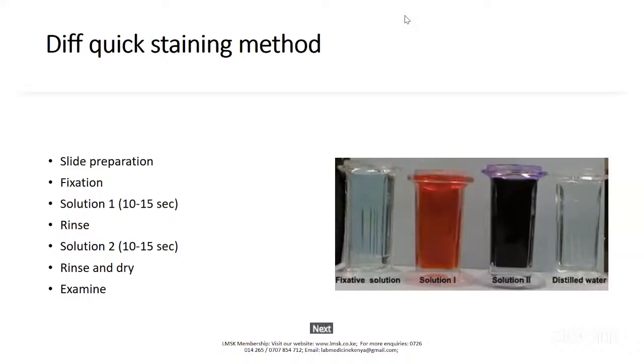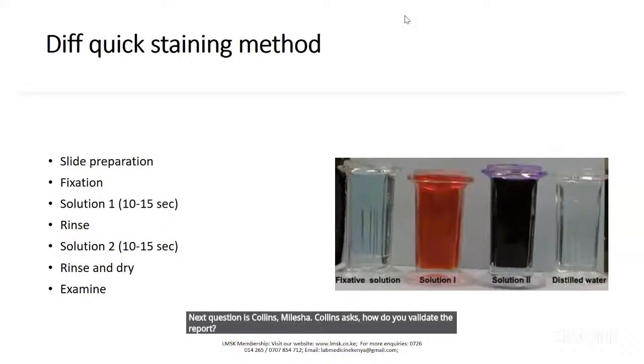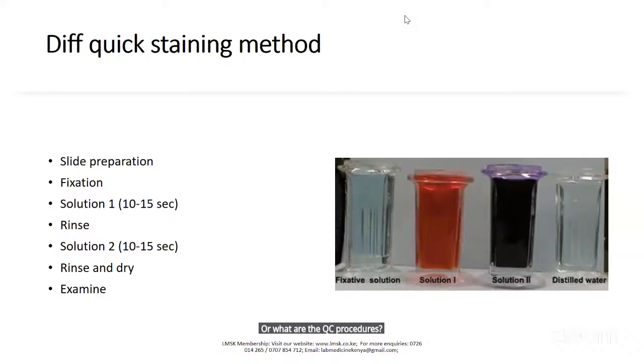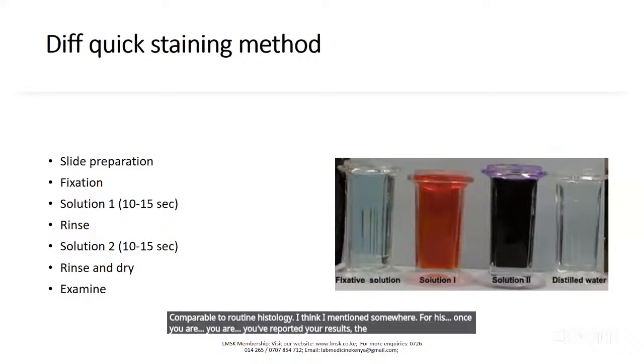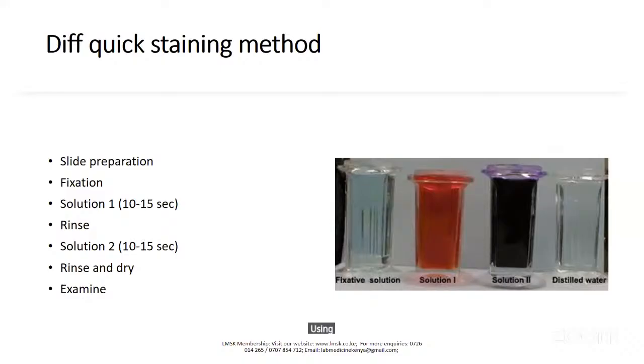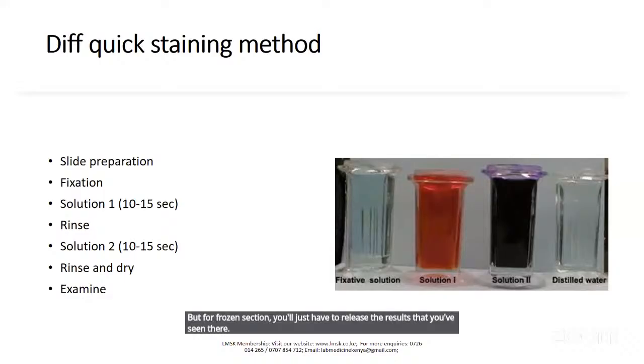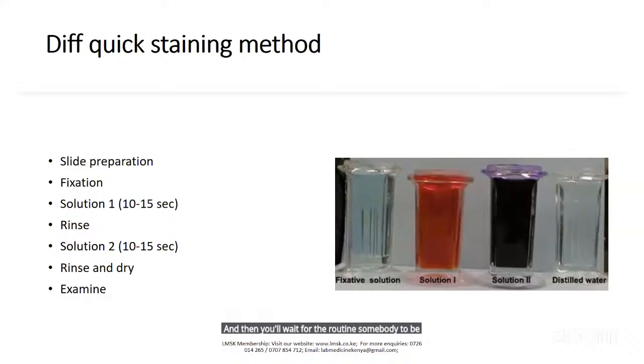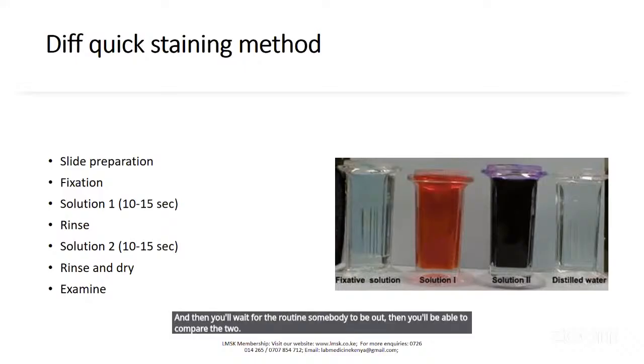Next question is from Collins Muleshe. Collins asked, how do you validate the report, or what are the QC procedures that are taken? Comparable to routine histology. I think I mentioned somewhere. Once you've reported your results, the remaining biopsy, you process it using the routine histology, then you compare the two. But for frozen section, you just have to release the results that you've seen there, and then you wait for the routine histology to be out, then you'll be able to compare the two. Okay.